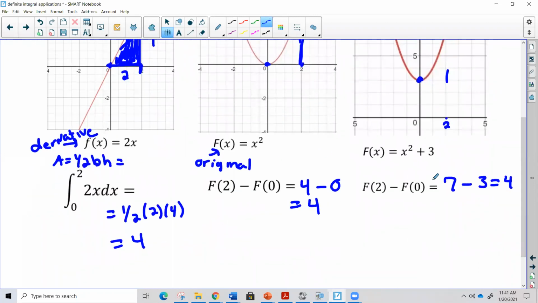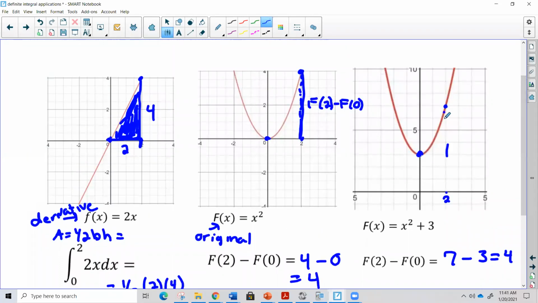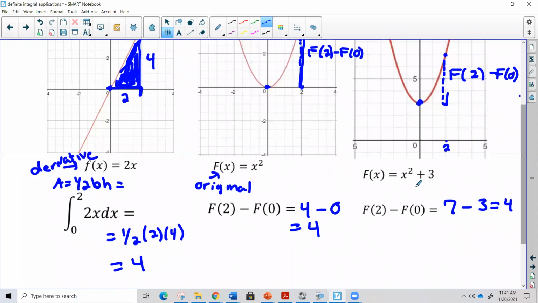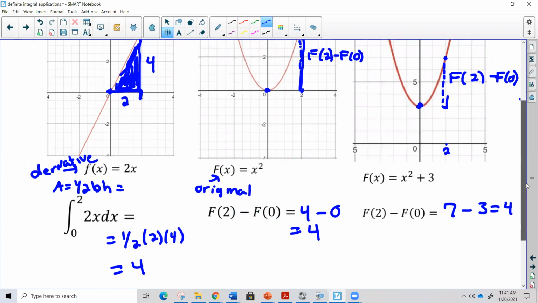So notice it didn't matter that my c was different, I still get the same value because the change in y between these two points is still the same. The constant, all it does is move the parabola either up if it's positive or down if it's negative, so it doesn't change the difference between the two y values. So this is just to show you the geometric application of it, that the area under the derivative is the same as the change in the y of the original function.